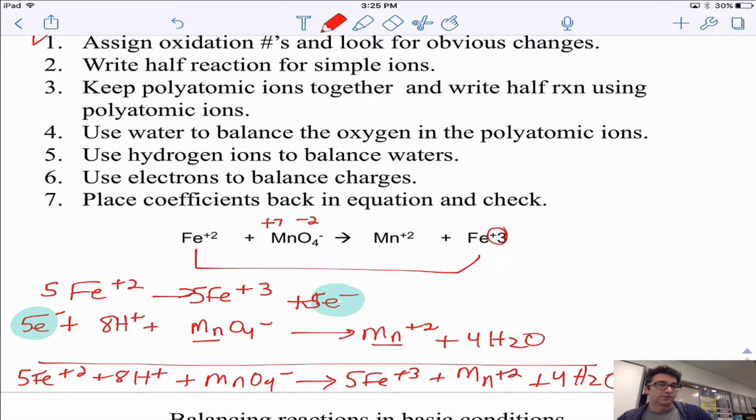And you think that you're done, right? And you're like, okay, that's great, but now I need to check the charges. On the left, I have 10 plus, and 8 plus is 18, and then a -1 from the permanganate gives me +17. Seems like a weird number, but let's look at the right side. 5 Fe+3s, that's +15, plus +2 from manganese +2, that's +17. The charges balance on each side.